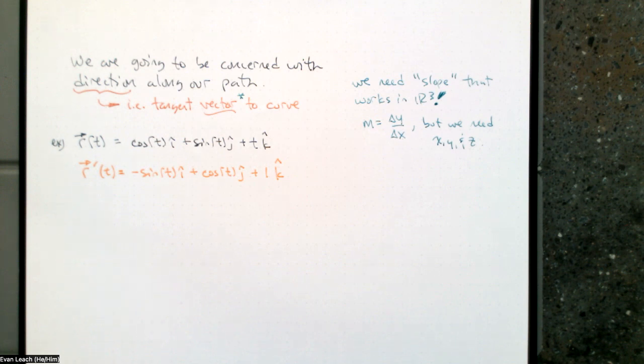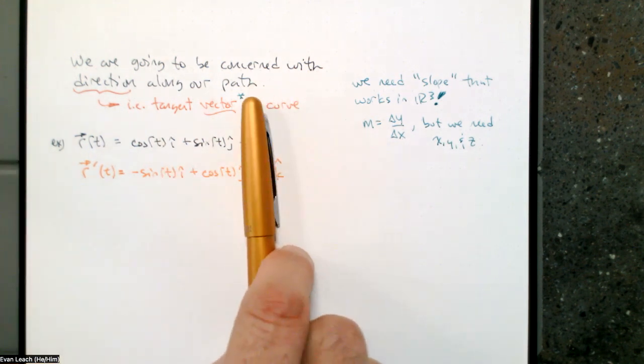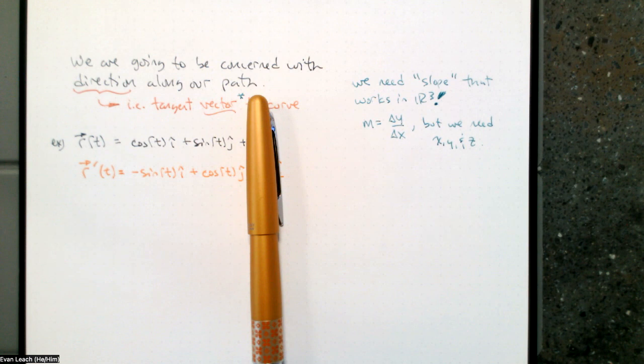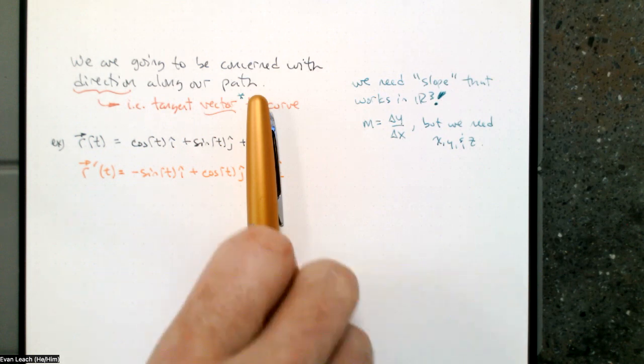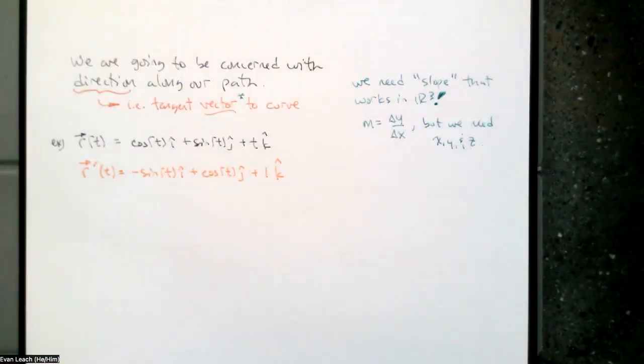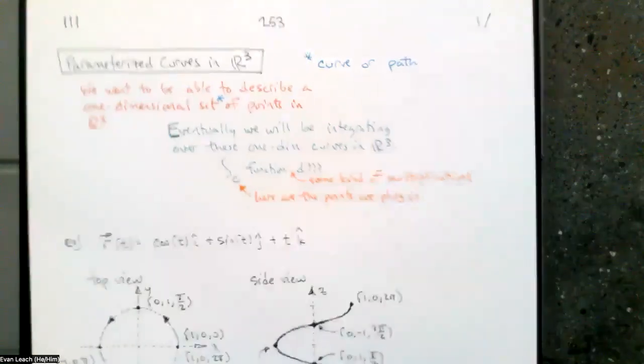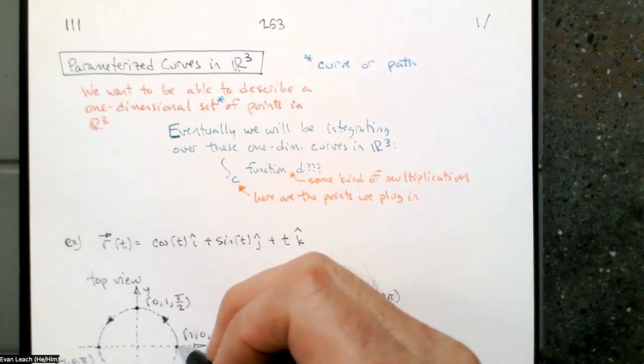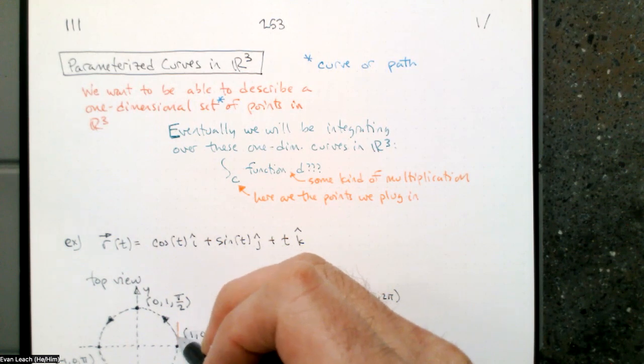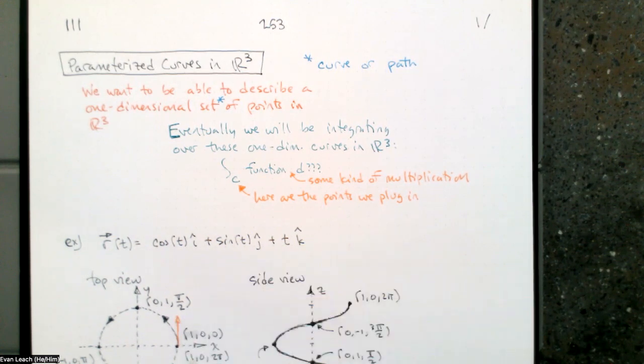So we know what these first two are doing, because if we just looked at cosine t i plus sine t j, we know that makes a circle. And this vector, negative sine t i plus cosine t j, is going to be a vector tangent to the circle in the direction of the circle. So at any point, we're going to have tangents.